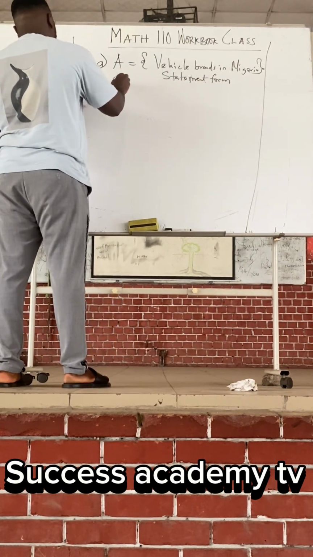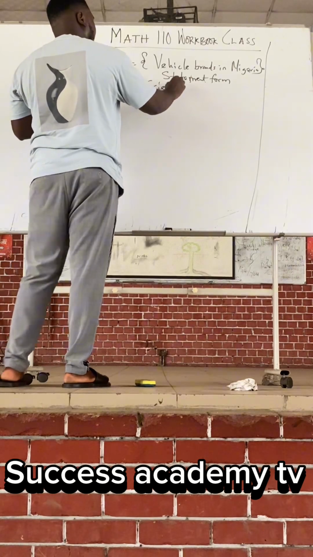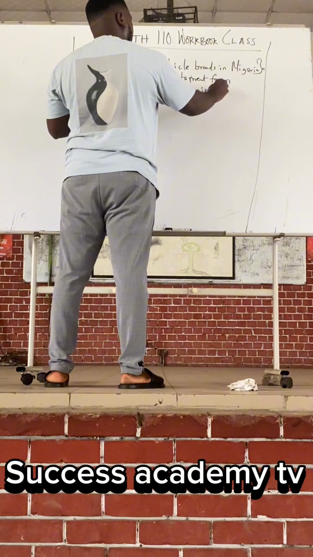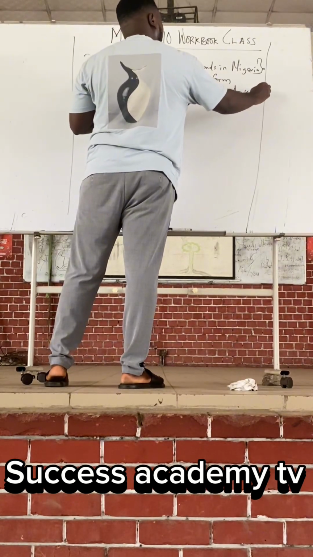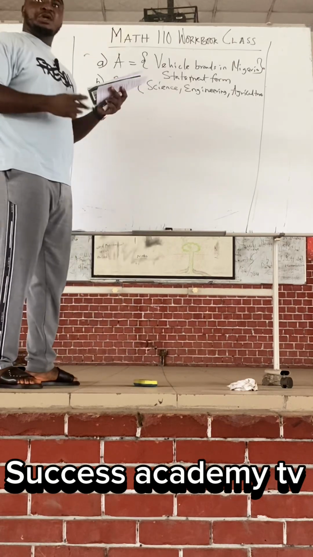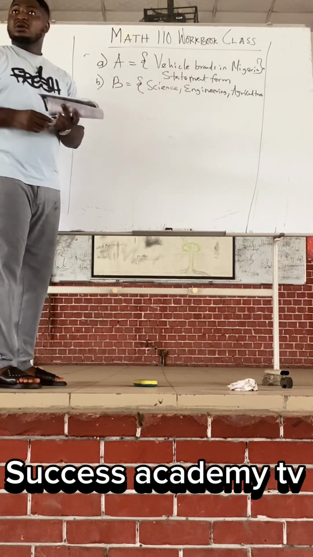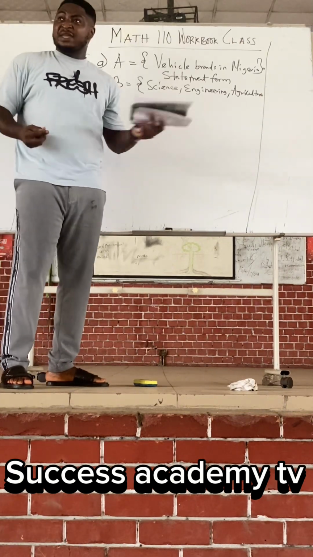B, the one that says science, engineering, agriculture, and continued education. Class, what form is this? This is roster, because there's nothing to find out here again. The members of the set have been given out outrightly.